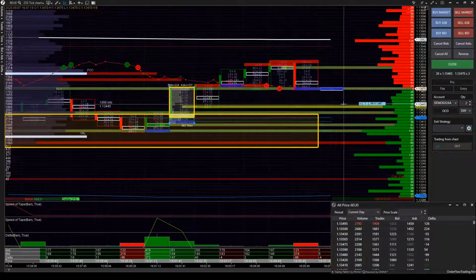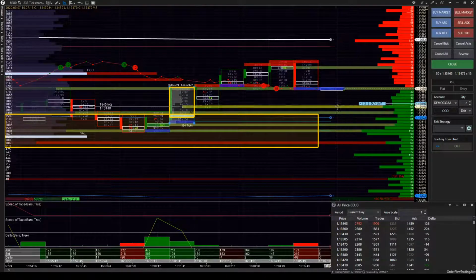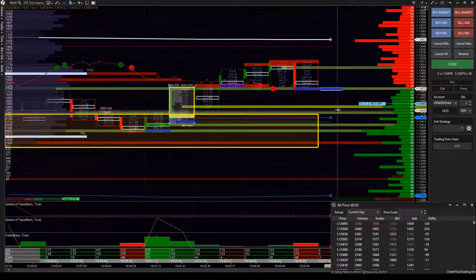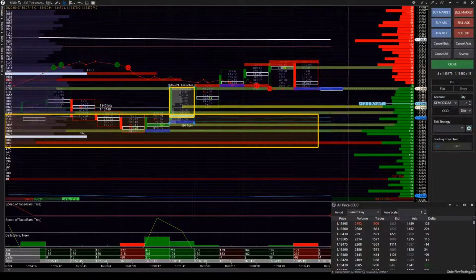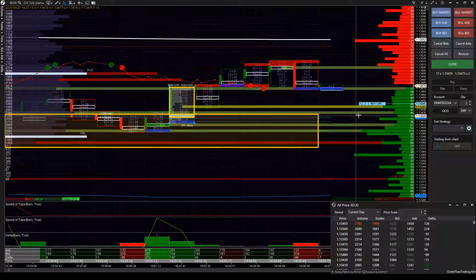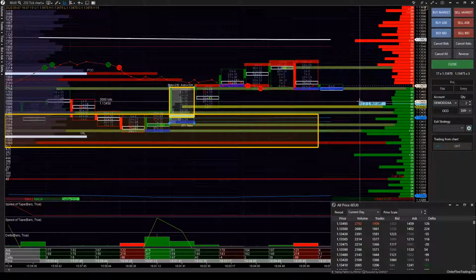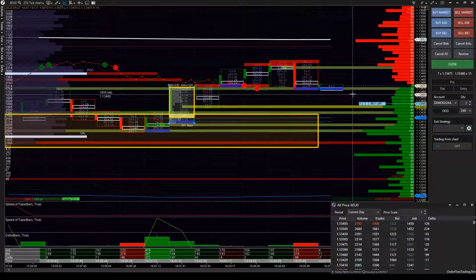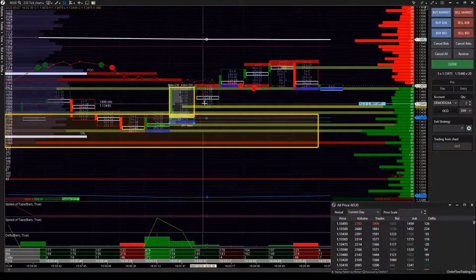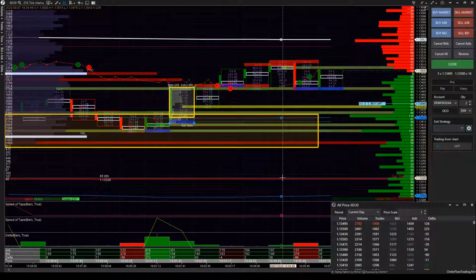I expect the price to reach this area. Okay, maybe go a little bit below that. Sometimes it just doesn't reach, just goes one tick or maybe two ticks from this area. All right, let's see what happens right now.